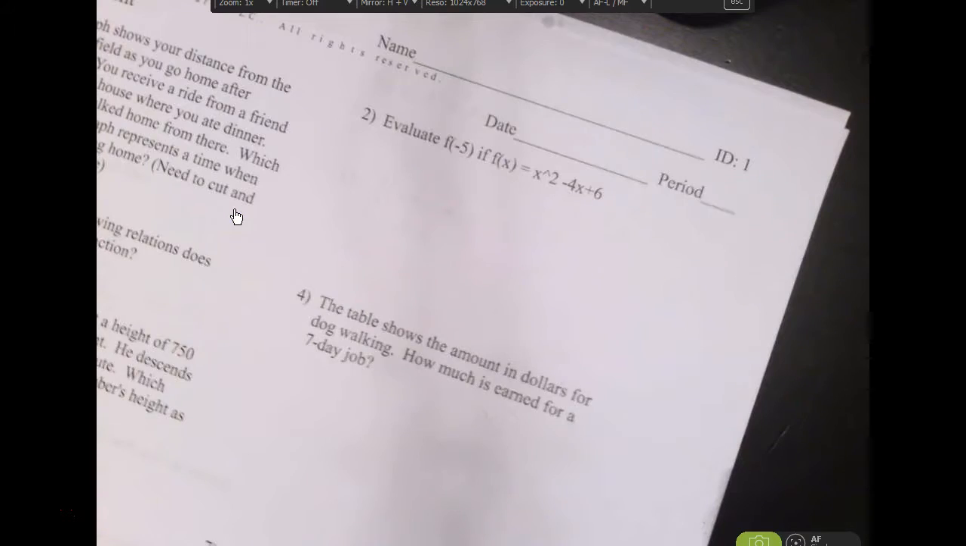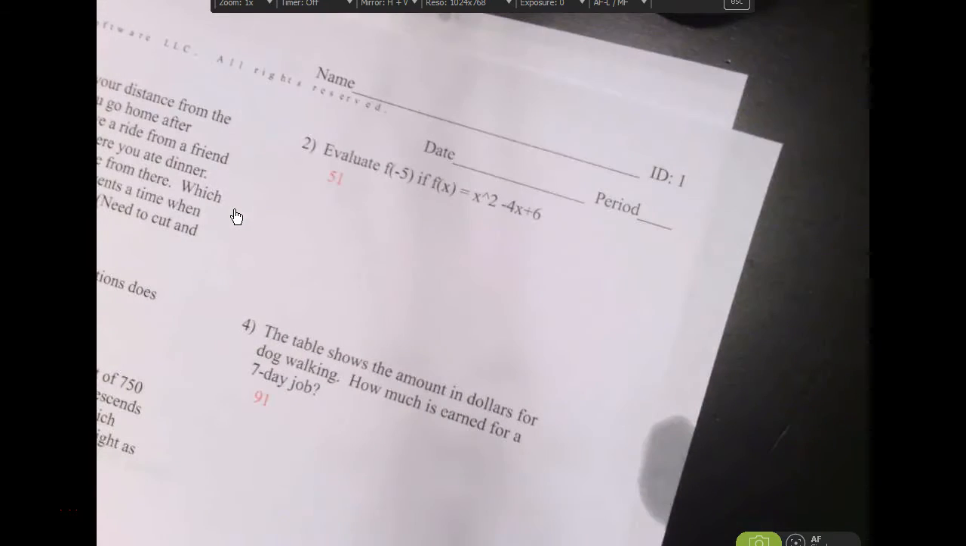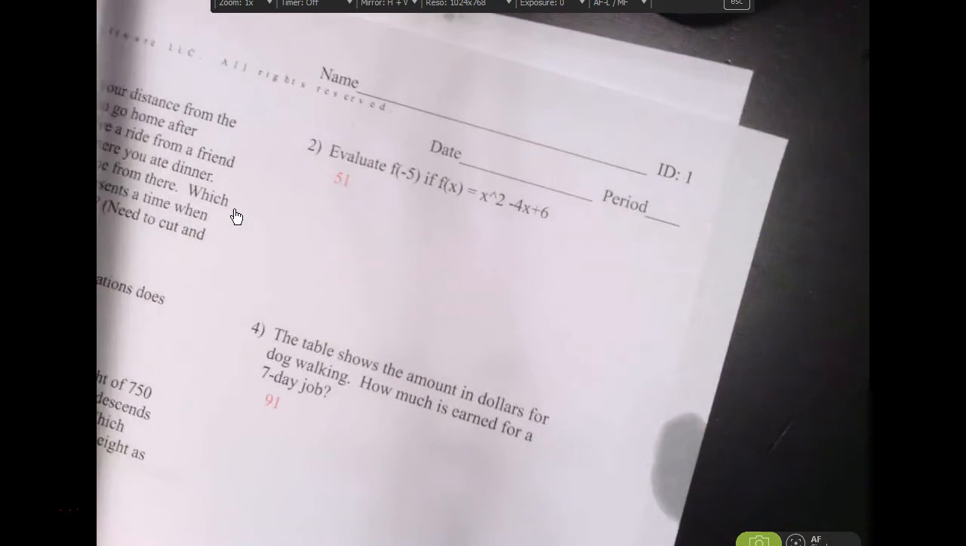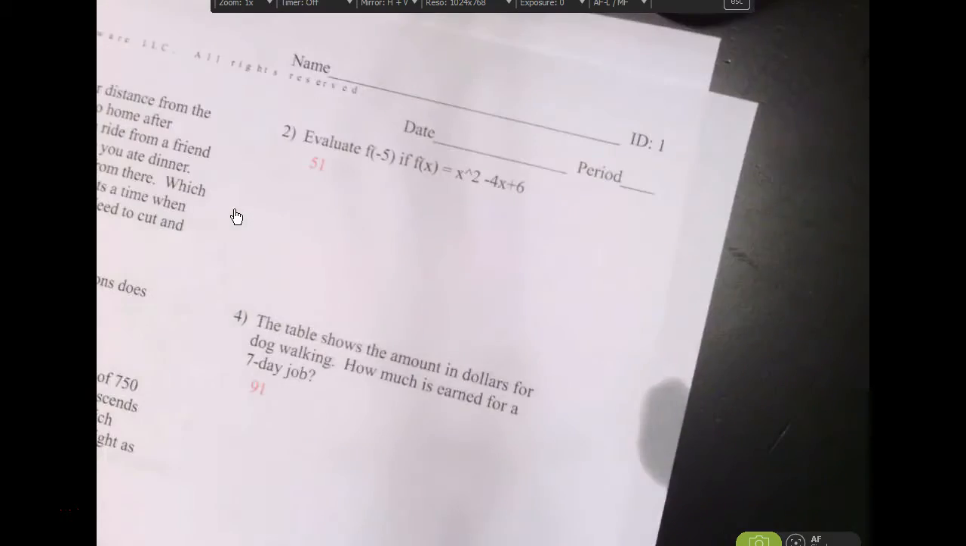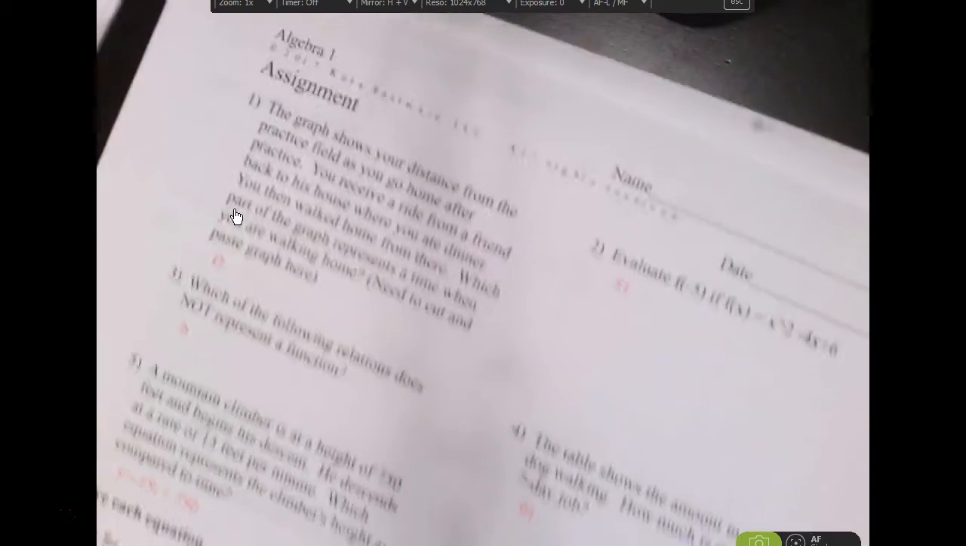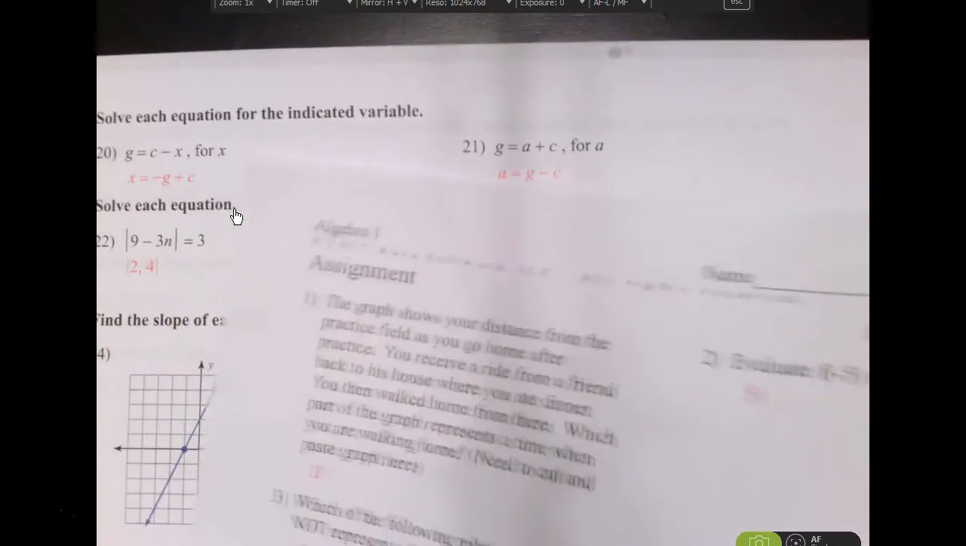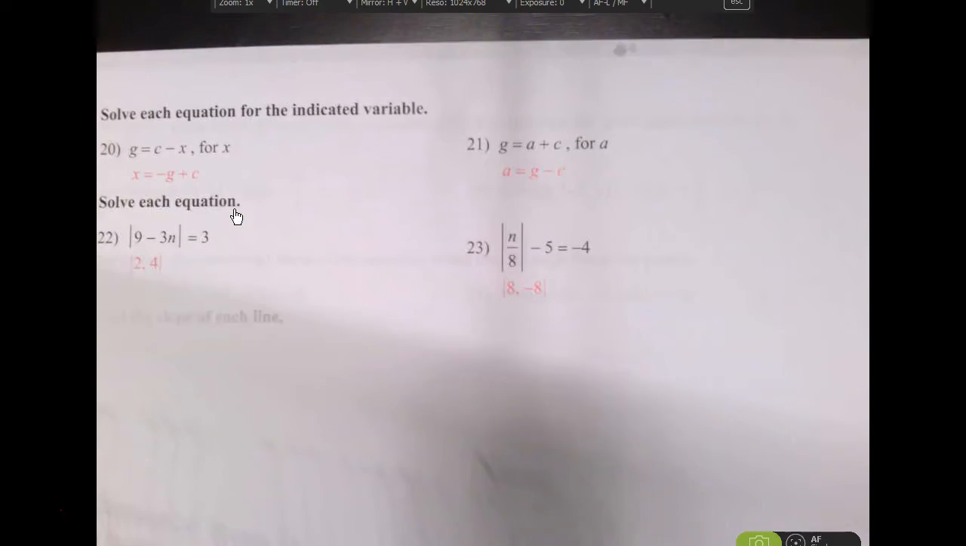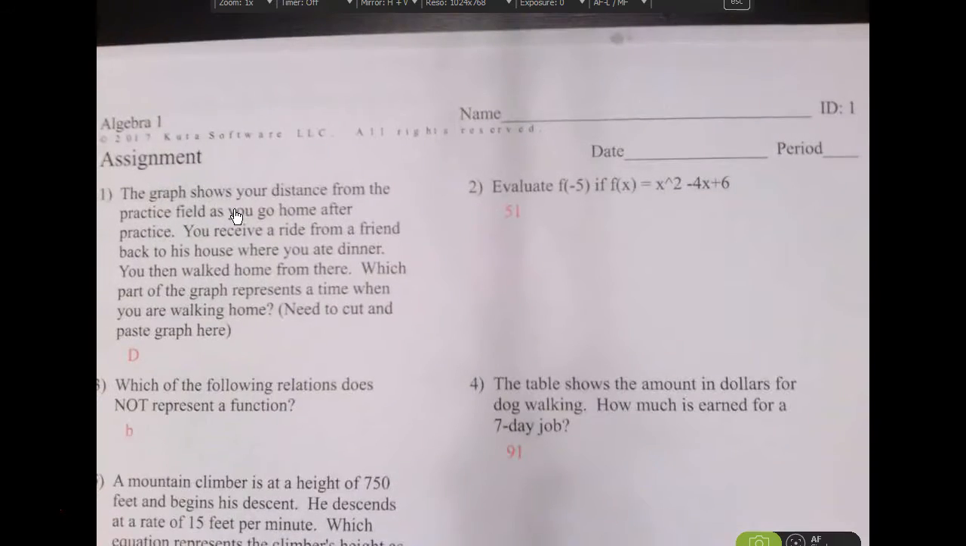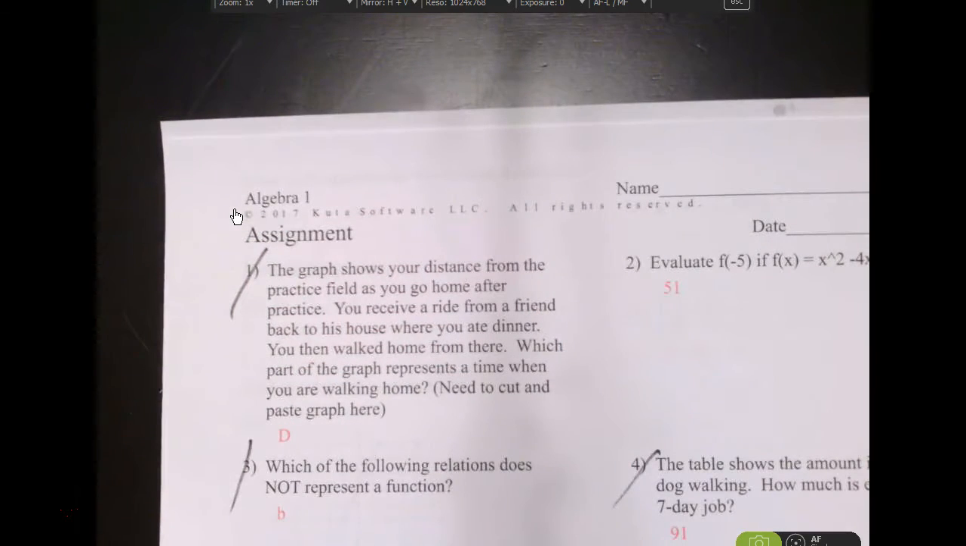Okay, here's the review for the algebra final. I'm going to do all my writing actually on the answer key so that I can save a copy of the original because I'm not sure that I have an extra one. So I am going to skip 1, 3, and 4, because those don't have a graph.